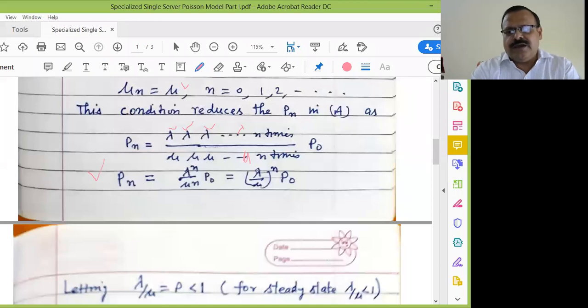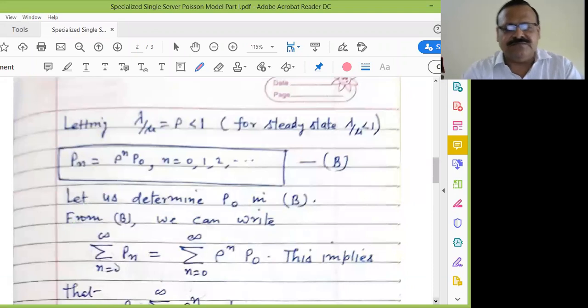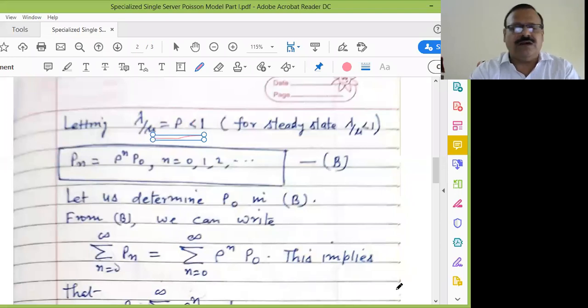Okay. Then here, this PDF is not very lucid, but it is okay. We will do our work. So lambda over mu is assumed to be rho, and rho is less than 1. This is for a steady state condition. Look here, this point is very important.